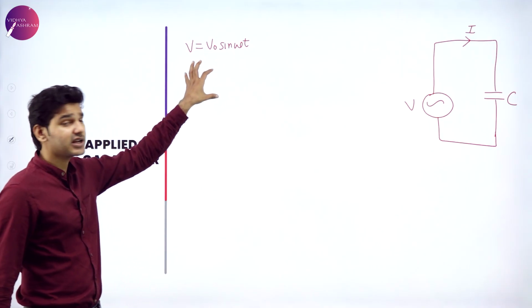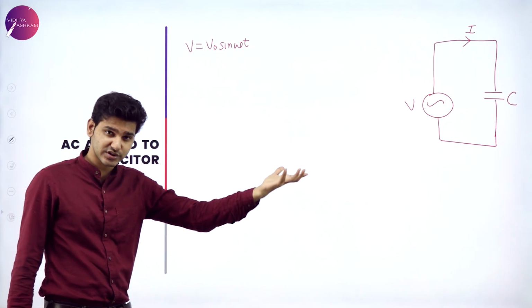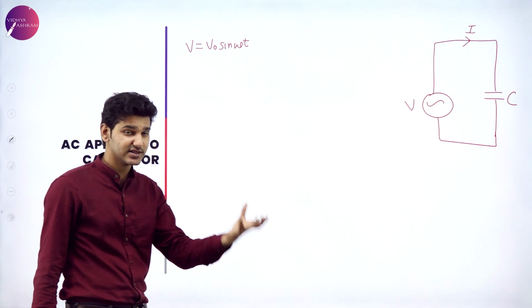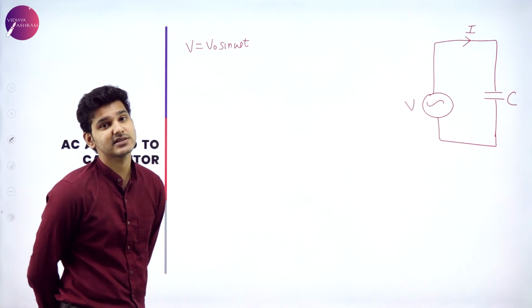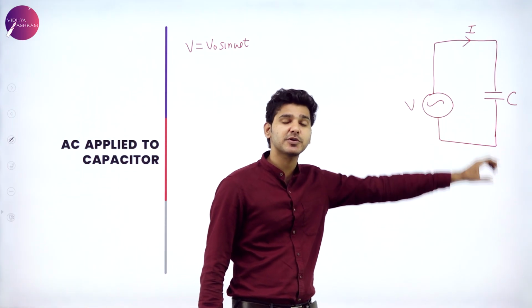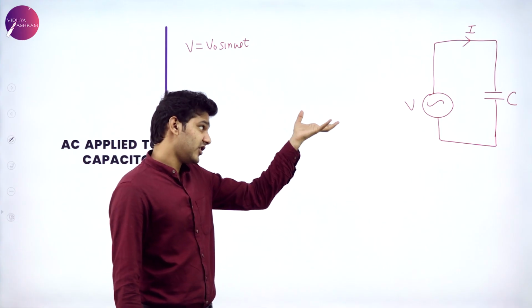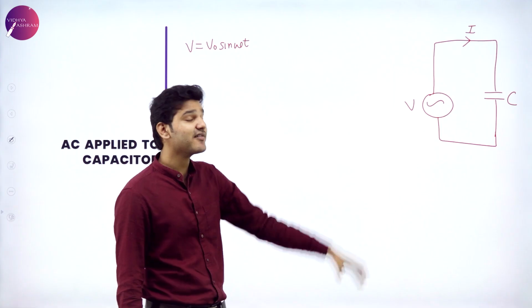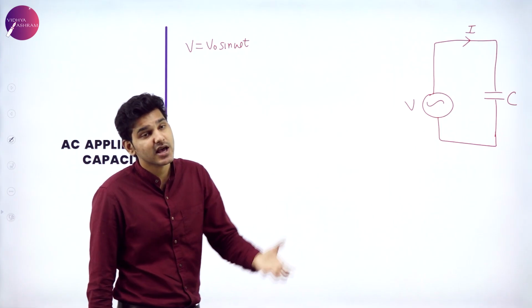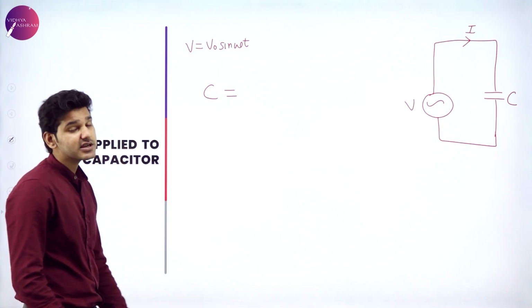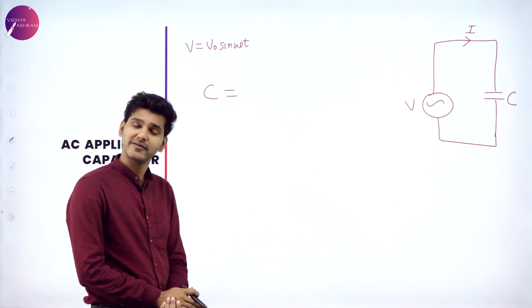We also know that current is nothing but the flow of charges, that is dq by dt is equal to I. And we know that there is a capacitor connected to this particular circuit, and we have an equation for the capacitance, that is C is equal to Q by V.